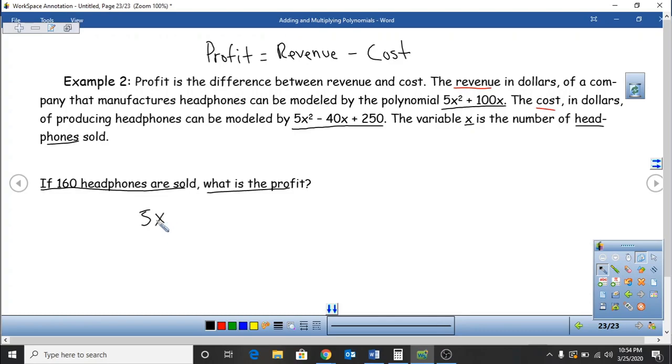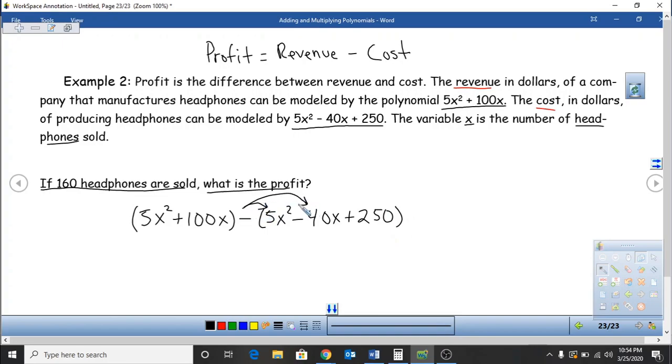So what I'm going to do is write down my two expressions. I'm going to take revenue, which is 5x squared plus 100x. I'm going to keep this together because all of this is revenue. And I'm going to subtract the cost, and I'm going to keep it together with parentheses, 5x squared minus 40x plus 250. By now, you should see, since we're doing subtraction, again, I'm going to change all of these signs, right? So all of these signs are going to change.